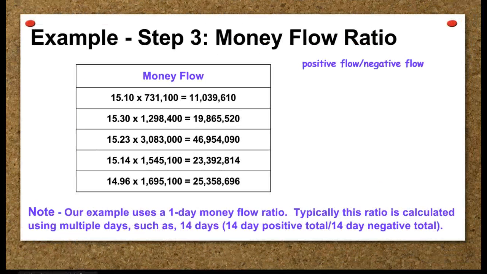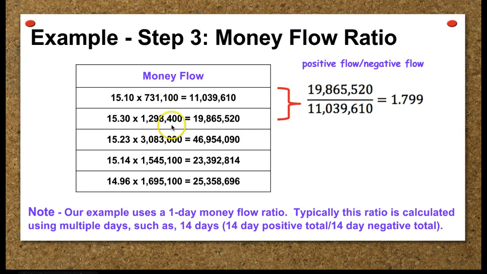Calculate our money flow ratio. So here are our money flows. Now, we need to take the positive flow divided by the negative flow. Again, I'm looking at these prices. $15.30 is greater than $15.10. So I need to put the money flow of 19 million on top and the one of 11 million on the bottom. Positive always goes over negative. This gives me my money flow ratio between those 2 days.